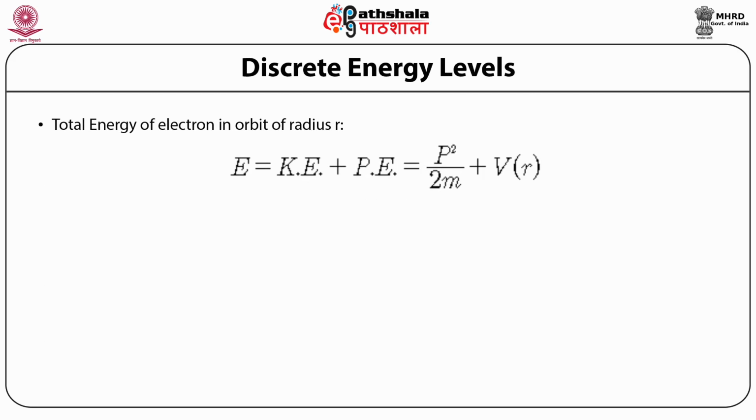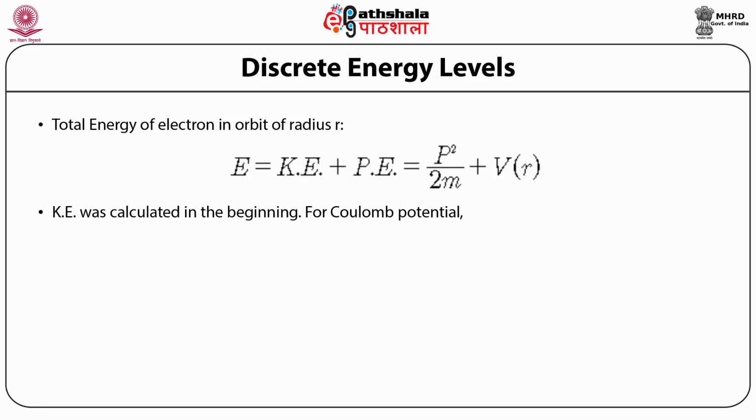Now, the question is, what is the total energy of an electron in an orbit of radius r? Well, the total energy is not only the kinetic energy, because the electron is not a free electron, it's a part of the hydrogen atom, and therefore it has a potential energy also, and that is actually the Coulomb potential energy. So the kinetic energy is p squared by 2m, plus the potential energy, and the potential energy is given by Ze squared by r with a minus sign, because this is an attractive potential, and it's multiplied by k. And the kinetic energy was calculated in the beginning, which was k Ze squared by 2r.